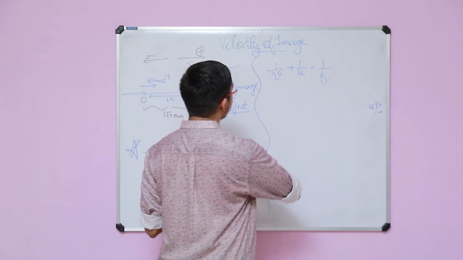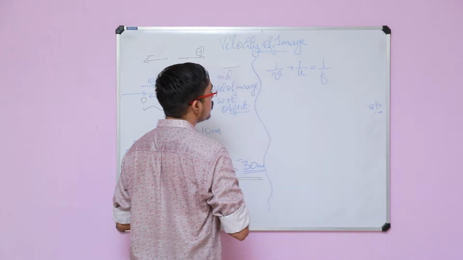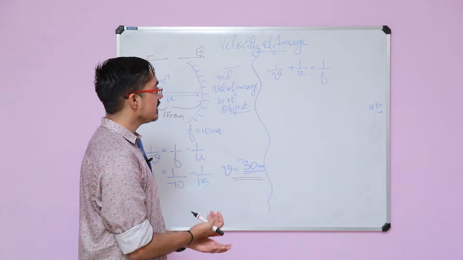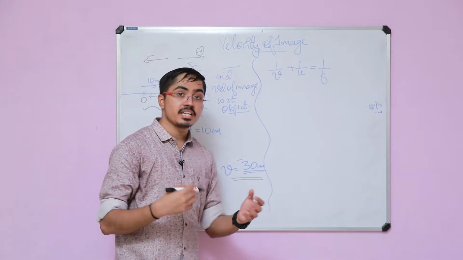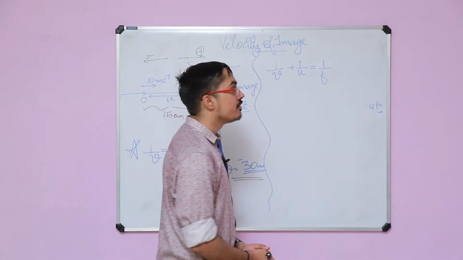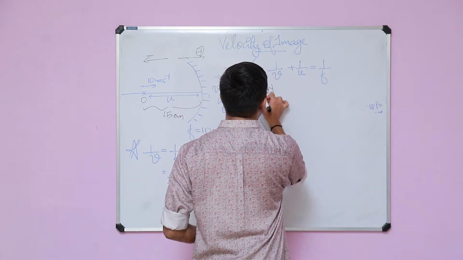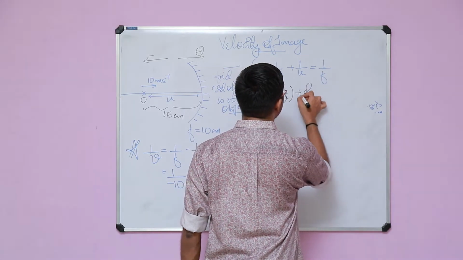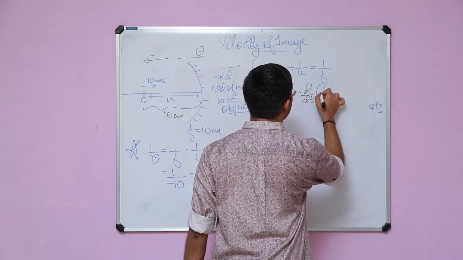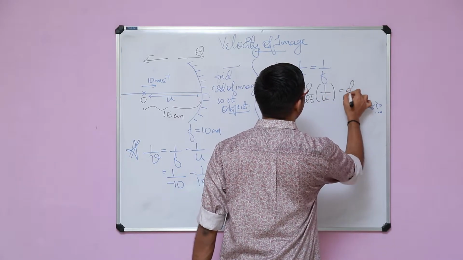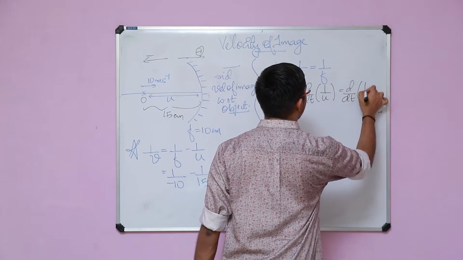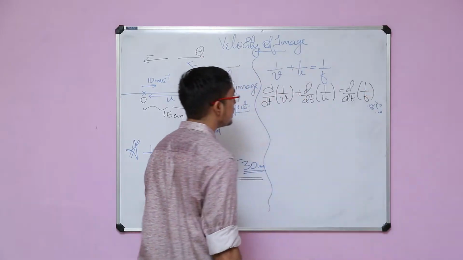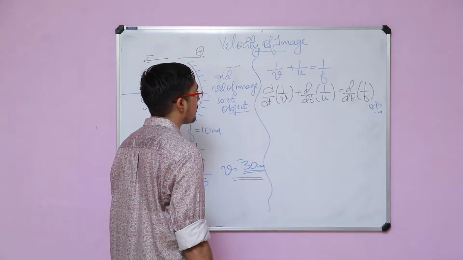Now, if you talk about this equation as such, 1 by v plus 1 by u is equal to 1 by f, we will have to differentiate this to get the velocity. So, differentiating position with respect to time will give you velocity. So, that will be d by dt of 1 by v plus d by dt of 1 by u is equal to d by dt of 1 by f. So, I am differentiating this with respect to time.